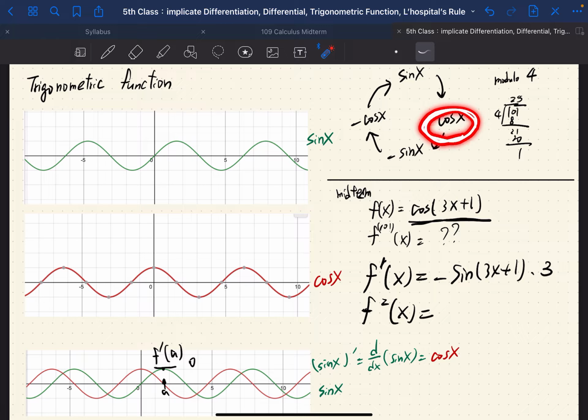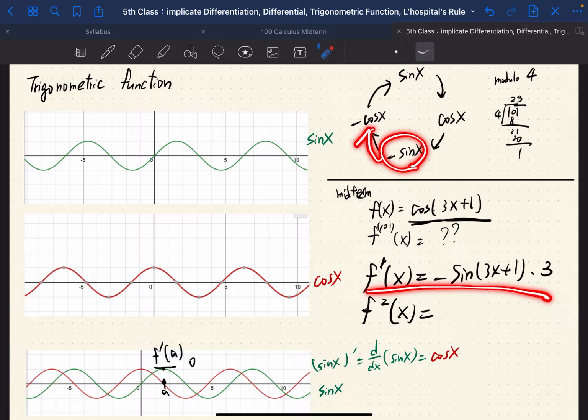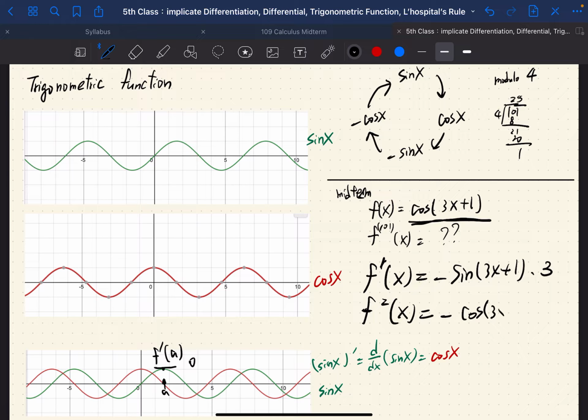At the beginning we are here. One time, we are here. Second time, we are here. Or we can say we are here, then we take another derivative. So we are here. So it is negative cosine of 3x plus 1. The 3 is a constant, so we keep it. Then differentiating 3x plus 1 again produces another 3. So it is negative cosine of 3x plus 1 times 3 squared. Okay.